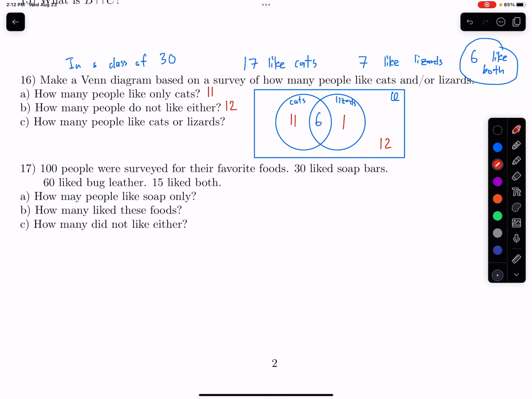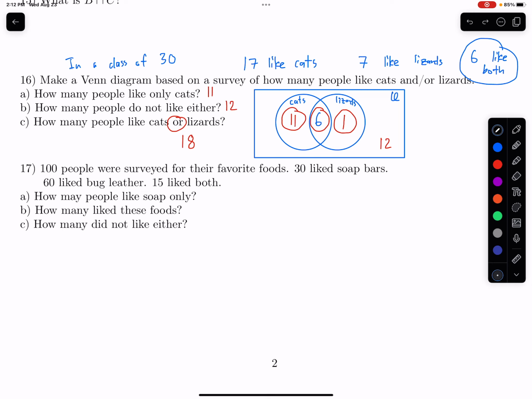Okay, here's a quick tricky question, guys. If it does not say specifically not both, then when we say or, we mean the union, the inclusive or. That means the 11 plus the 6 plus the 1 all together. That will be 18 is the answer, 18. If it says not both, that's when we exclude the center. But if it does not specifically specify, then we include all three. Okay, that's number 16.